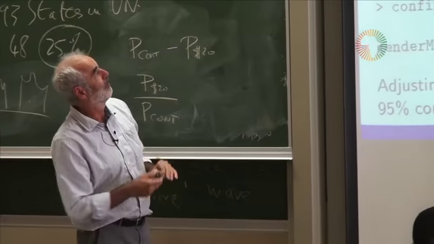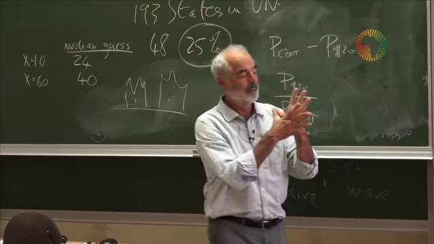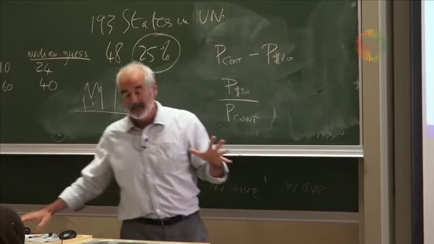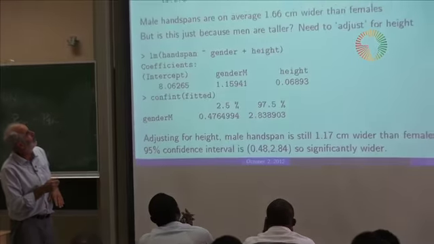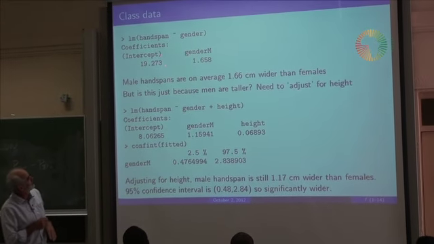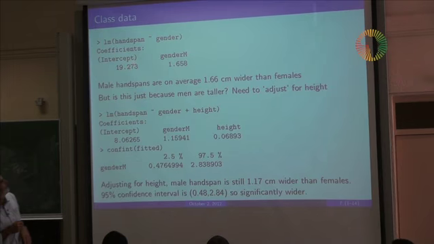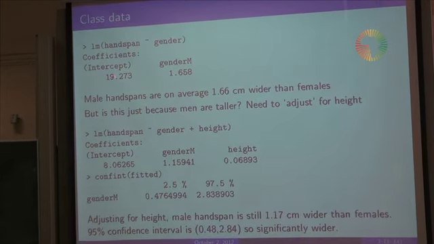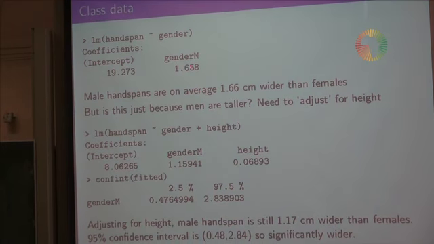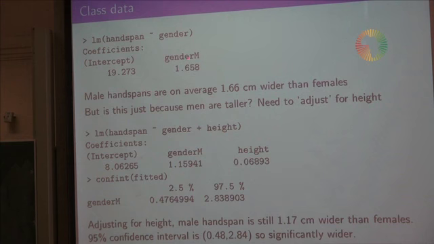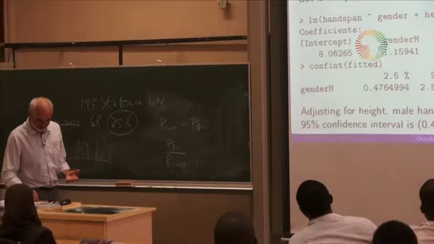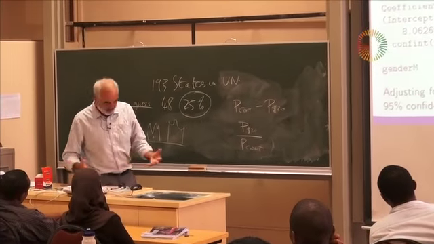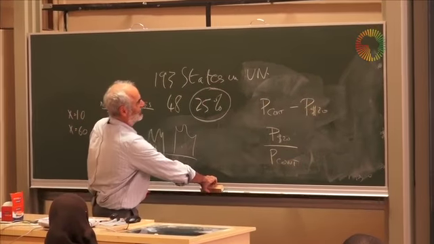So let me just show you an example. We looked at handspan and gender. If you use this function, lm(handspan ~ gender), it tells you that this is the average handspan. Actually, this is the handspan for women. And for men, it's 1.66 centimeters wider. If you think of gender as a treatment, it's a bit strange, isn't it? Anyway, think of gender, whether you're male or female, as a medical treatment.